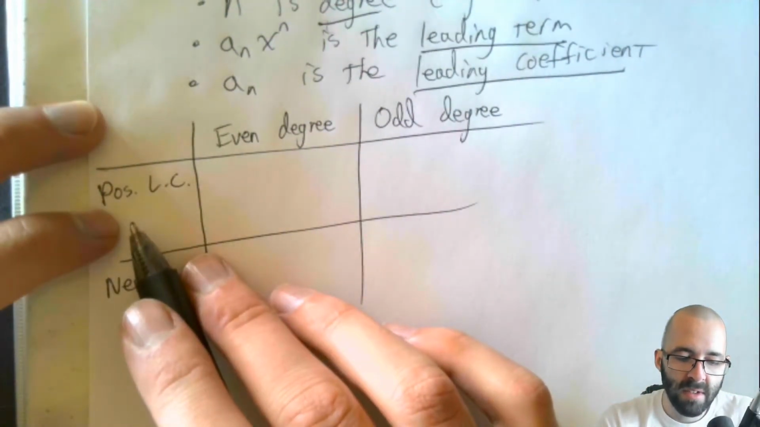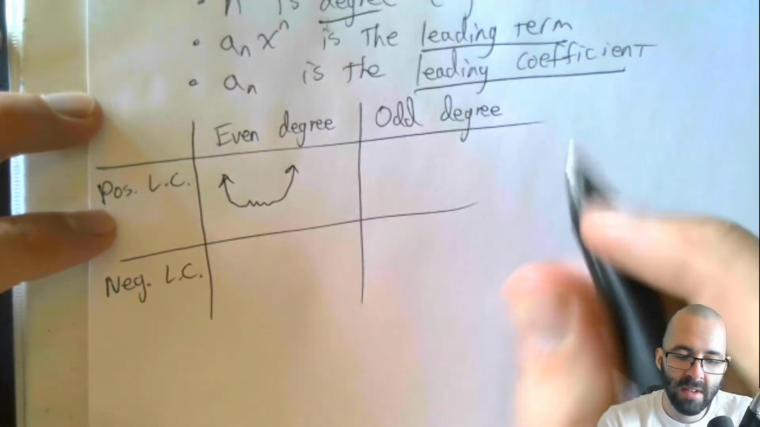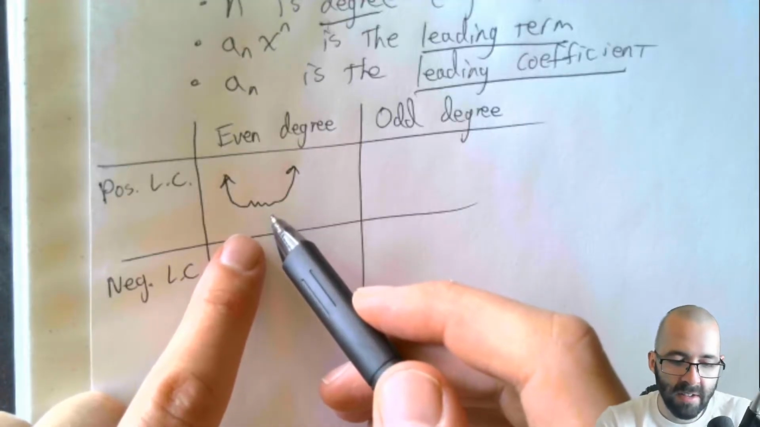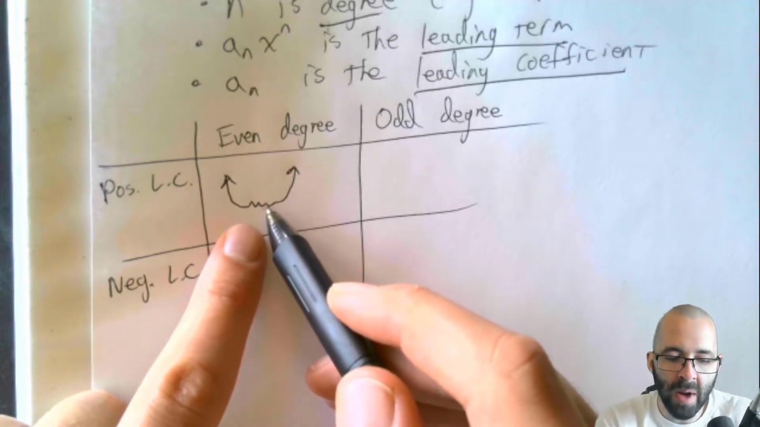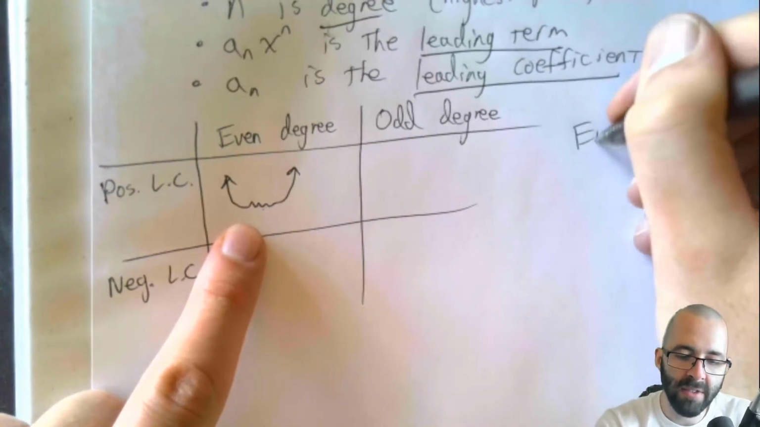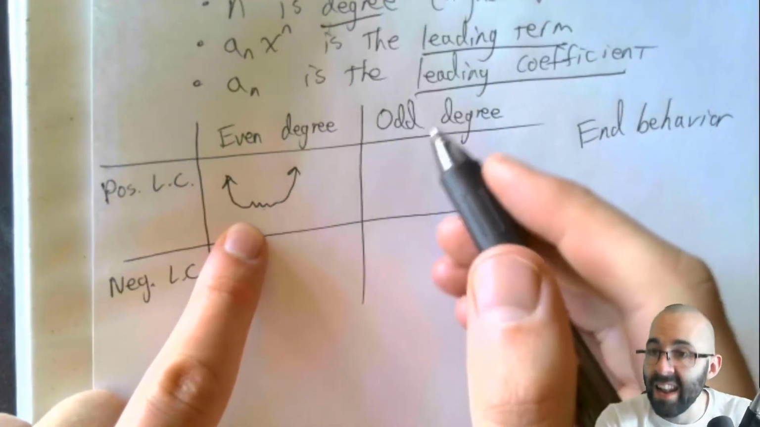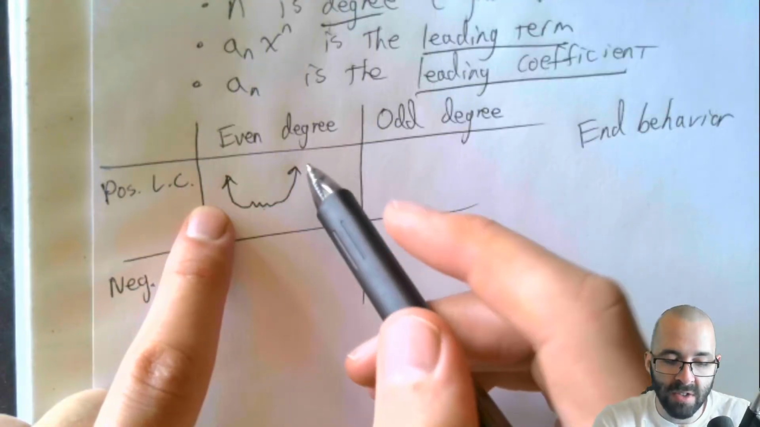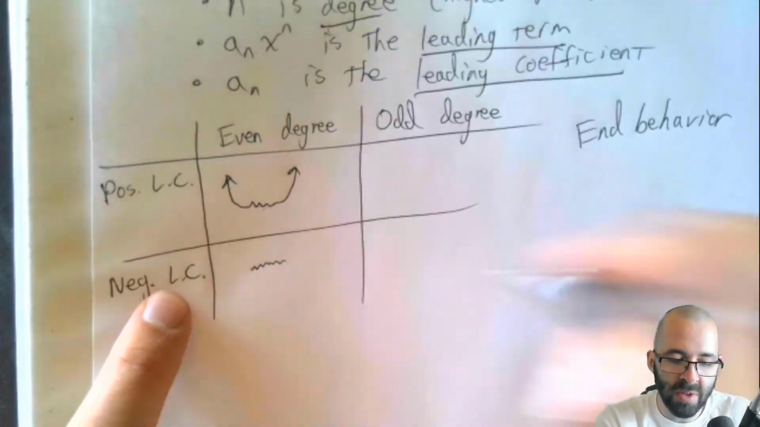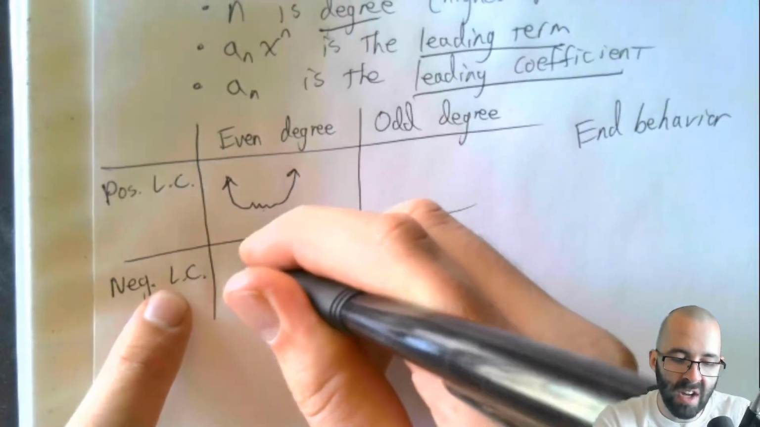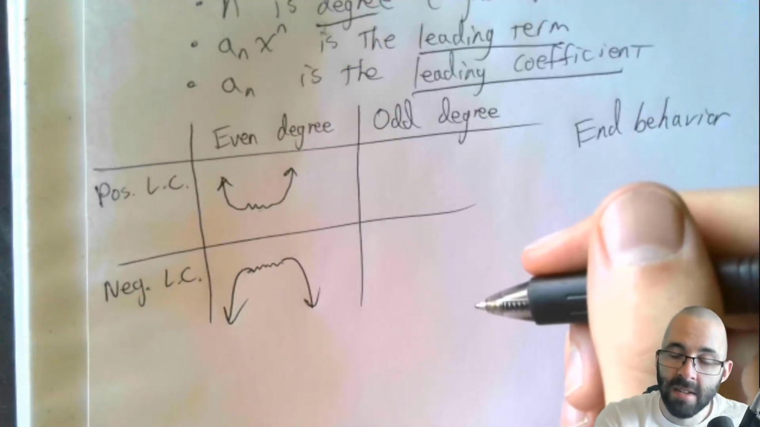So if it's positive with an even degree, the end behavior kind of looks like a parabola. And this is how we can write it. We're just going to write some squiggles in the middle because we don't care about what happens in the middle. This is for end behavior. At the end, it's going to go up in both directions, like a parabola. If the leading coefficient's negative, again, we don't know what's going to happen in the middle, but now it's going to go down on both sides, like a negative parabola.